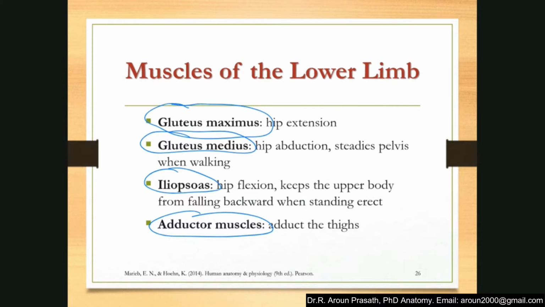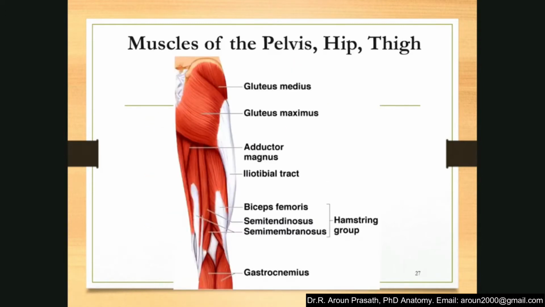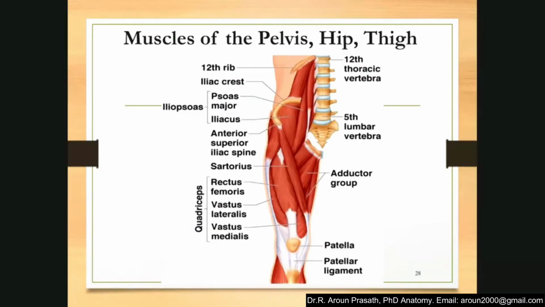Now when you see this picture, the gluteus maximus is the largest bulk muscle in the body. Underneath the maximus, you have the medius and gluteus minimus also. Then in the medial side of the thigh, you have the adductor muscles. Adduction is moving the leg towards the midline.